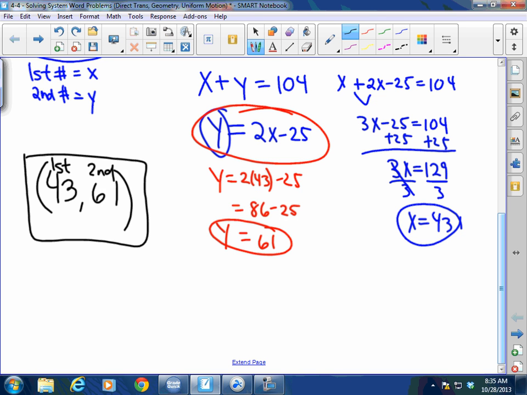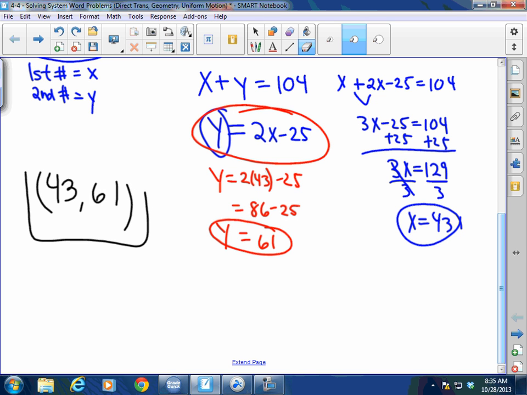The question again was, if I labeled it as x and y, and I go ahead and just use an ordered pair, and I say x is 43 and y is 61, is that still accurate? Will that be acceptable? Yes, it would be, because you defined it up here at the top. Okay? Does that make sense, y'all? So that's direct translation, nice and easy.